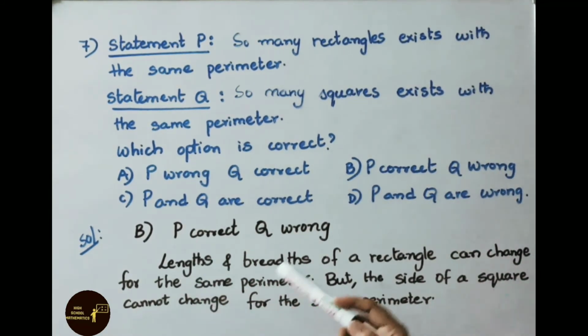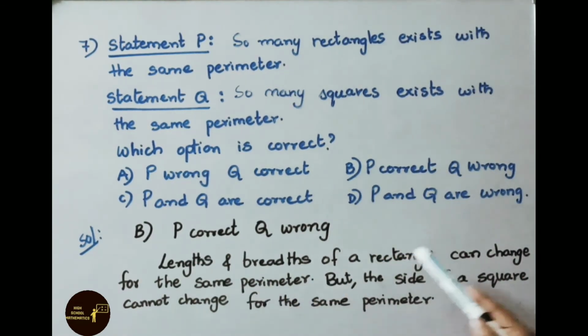Here option B, P correct and Q wrong. Why? Because lengths and breadths of a rectangle can change for the same perimeter. But the side of a square cannot change for the same perimeter.